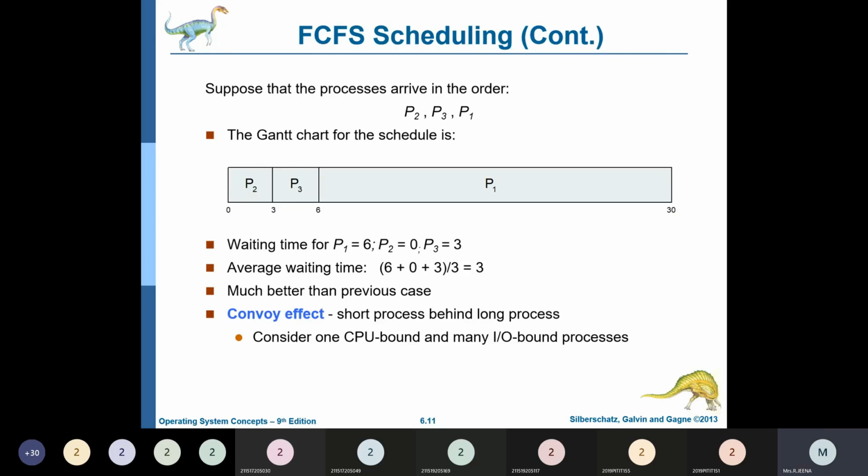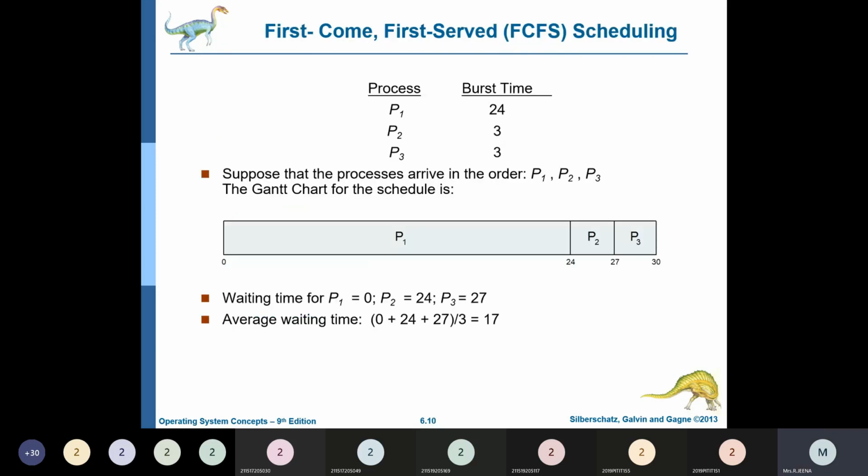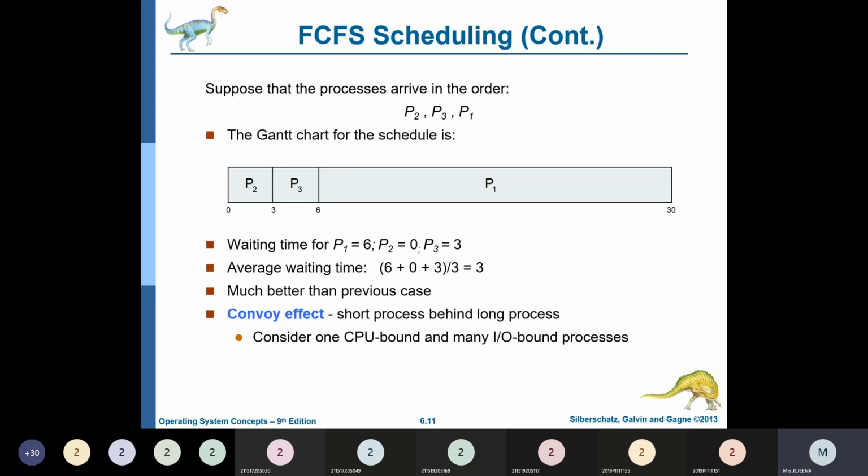We'll just look for an alternative scenario. In the first one, we saw P1, P2, P3 in order. In the second, we'll see a scenario where P2 arrives first, P3 second, and P1 comes at last. Now we have represented the Gantt chart in the same order: P2, P3, P1, according to the order of arrival.